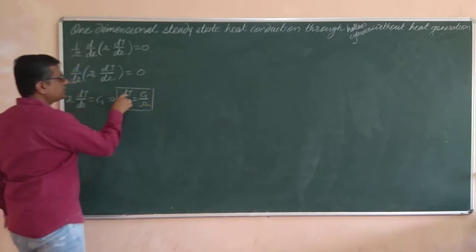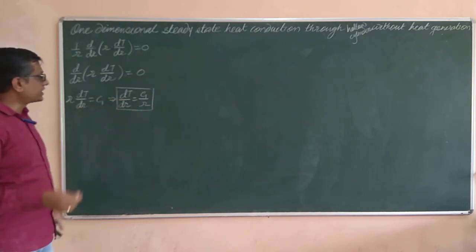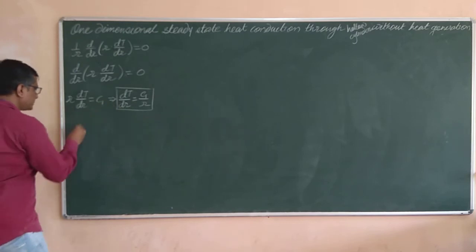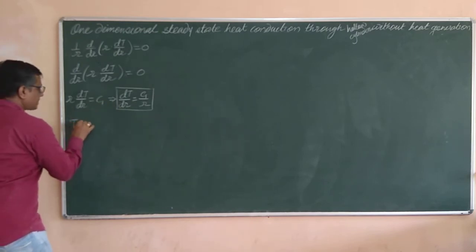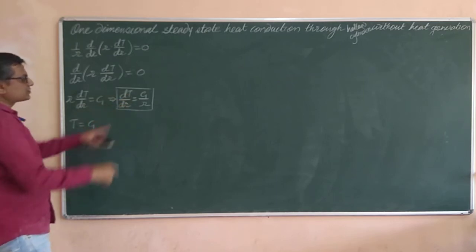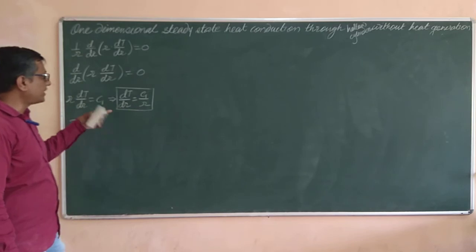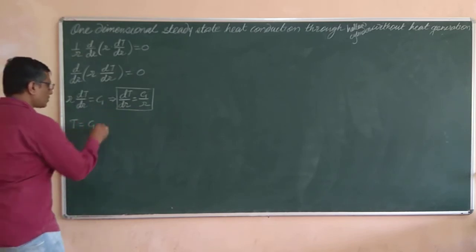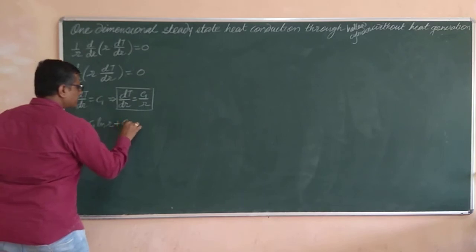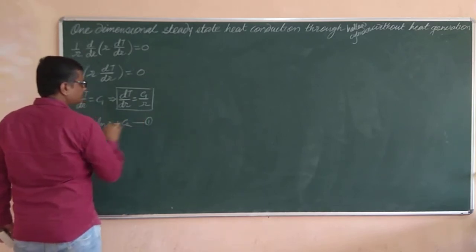Remember that this dT by dr is nothing but the slope of the temperature curve along the radial direction. Next, if we integrate this equation once again, we will get T equals C1, integrating with respect to r. So r is a variable over here, and we know the integral of 1 by r is natural log of r, plus another constant of integration, that is C2. Say this is equation number 1.